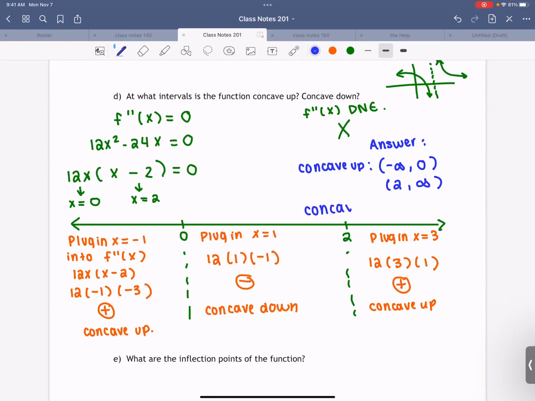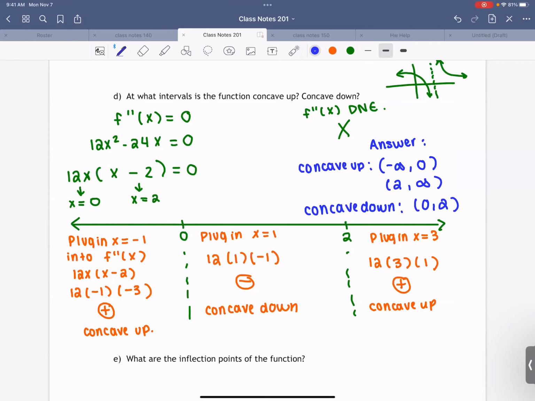All right, concave down. Pretty sure you guys know that this would be between 0 and 2 with parentheses. So that's how I would type in my answer to WebAssign. All right. Any questions on part D?